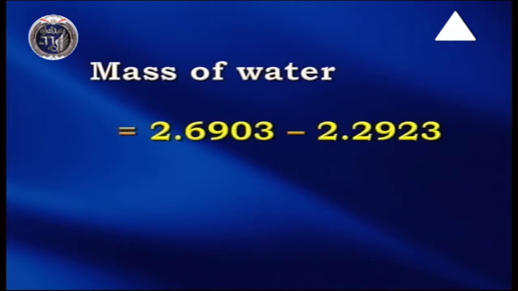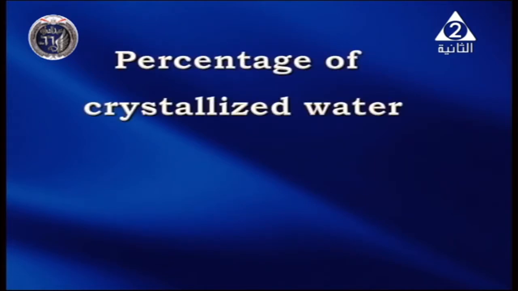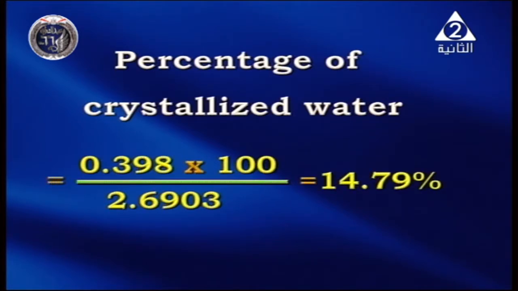Solution. The mass of water equals 2.6903 minus 2.2923 equals 0.398 gram. So the percentage of crystallized water equals 0.398 times 100 over 2.6903, which equals 14.79%.